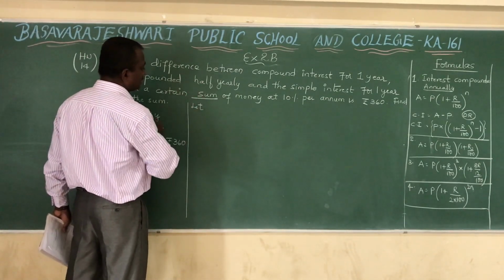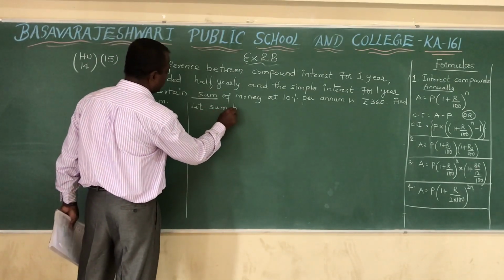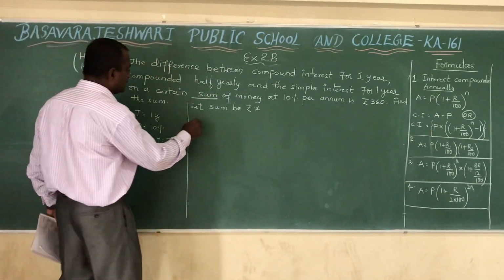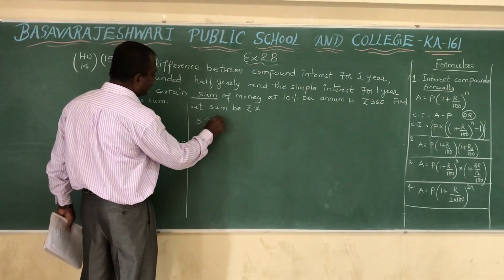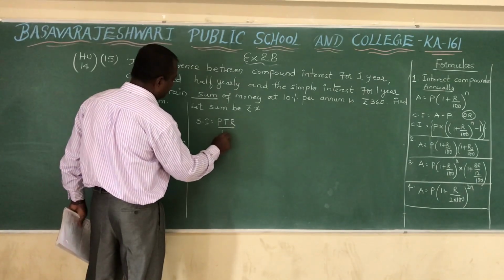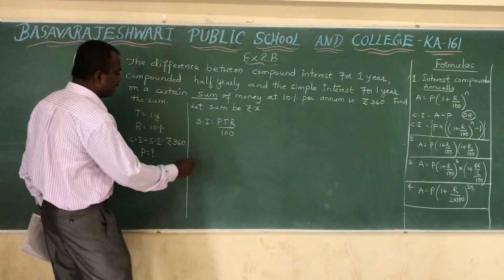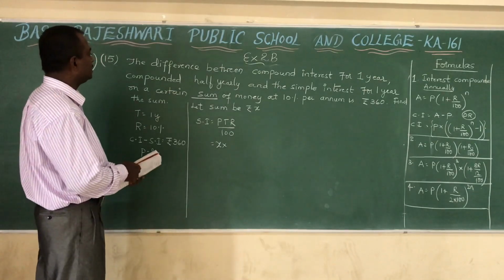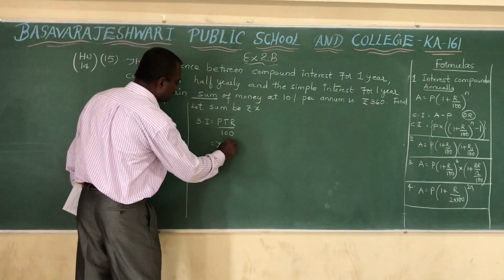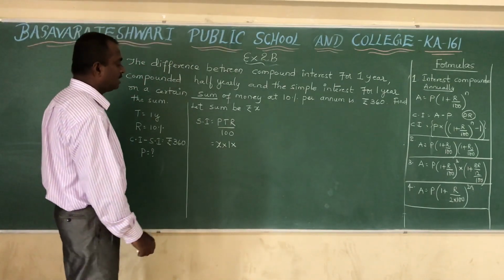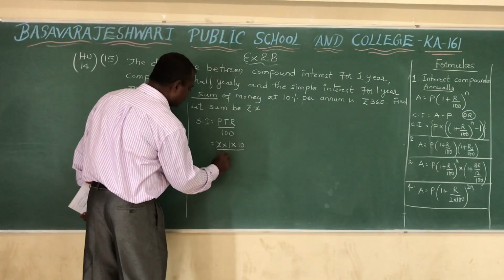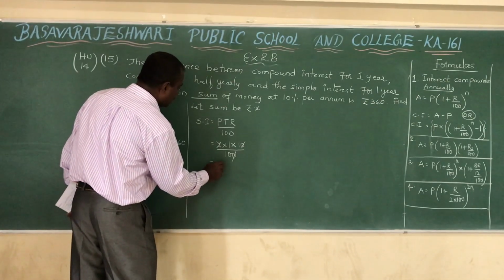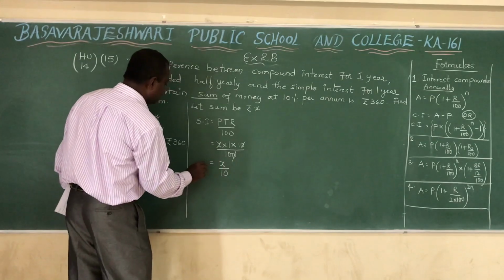Let the sum be rupees x. First we will find out the simple interest. Simple interest is equal to PTR by 100. So what is P? P is nothing but x, into time. How much time is given? Time is only 1 year, so 1 into. What is the rate of interest per annum? 10%, so 10 by 100. So 10 and 10 cancel. What is the answer you will get? x by 10. So this is simple interest.